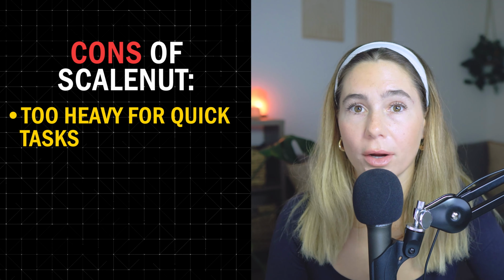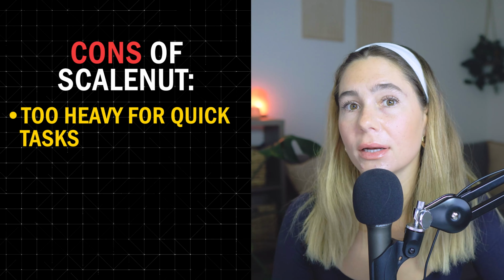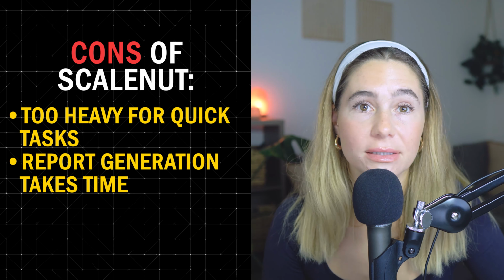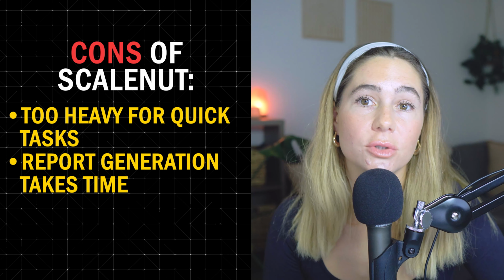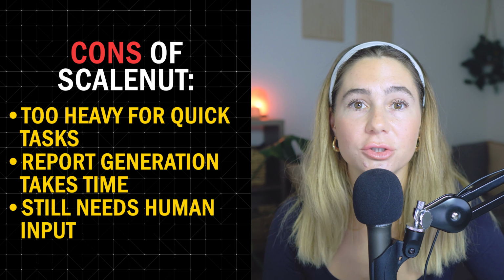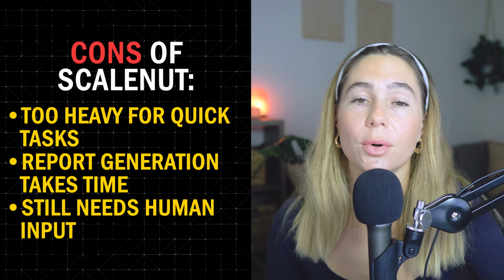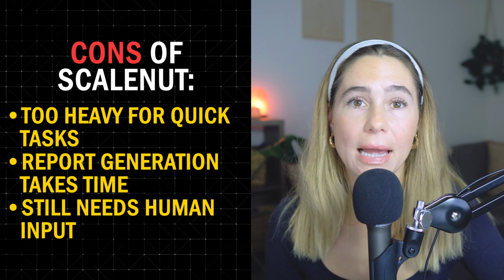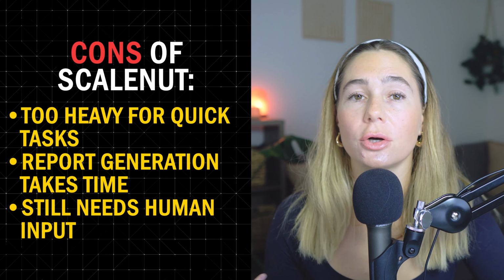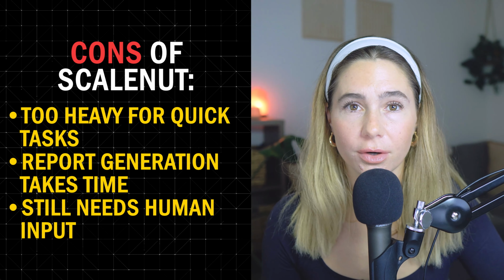Now for the con. So Scalenut can feel a bit heavy for quick writing tasks. If you just need to draft a short blog or email, it's more tool than you need. And because it's pulling real-time SERP data, reports can take a few minutes to generate, but that's also what makes them super accurate. And lastly, while the AI is strong, you still need to add human touch, right? Especially for voice, storytelling, and personal examples. You don't want to just rely on that. People can feel when it's just simply AI written. You want to add your own touch, your own personality, your own brand voice to make sure that you're really connecting with your audience.